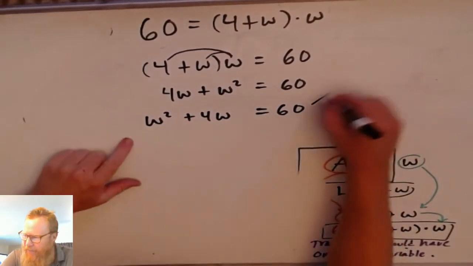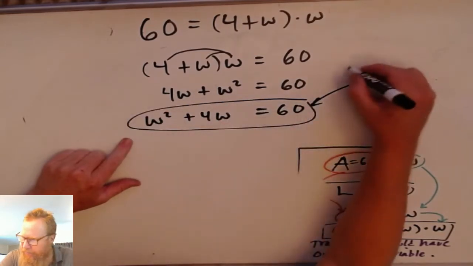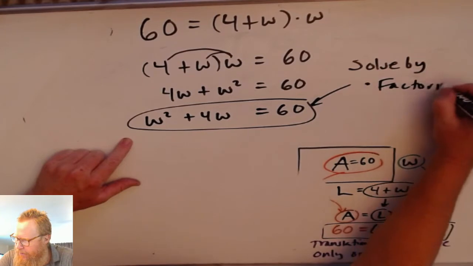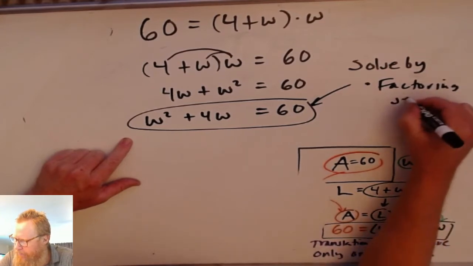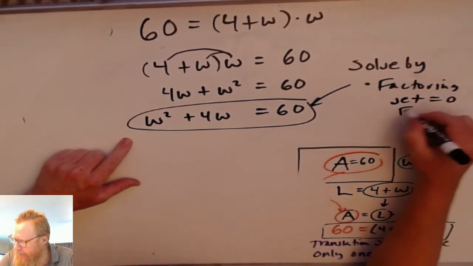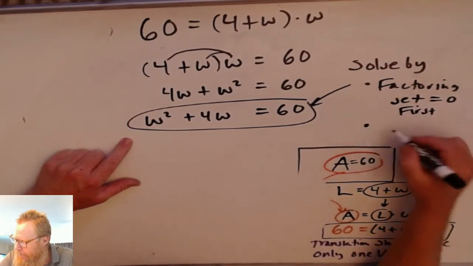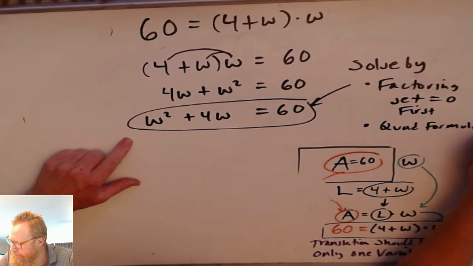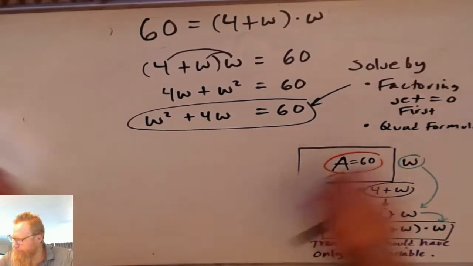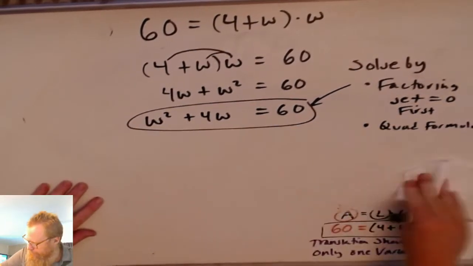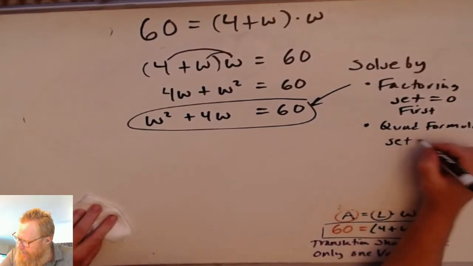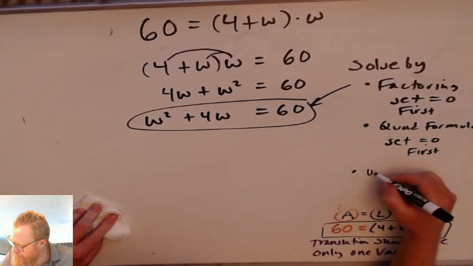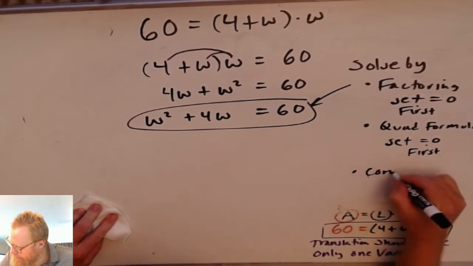Okay, and so this is what you want to solve. And you have 3 methods that you can use. You can use factoring. You have to set to 0 first. You can use the quadratic formula, which you also have to set to 0 first. Or you can use completing the square.